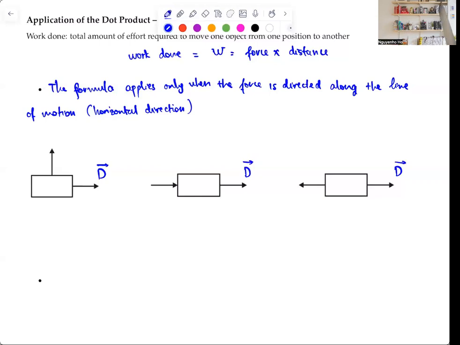Now, in the first case, I apply the force vertically, or perpendicular, to the line of motion. Okay. So in this case, I apply F, and obviously because we want to move the object to the right, or in the horizontal direction, when you apply the force vertically, there's no work done in moving the object from one position to another position horizontally. You're okay with that? So in this case, work done is equal to 0.